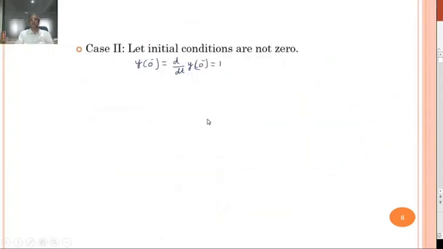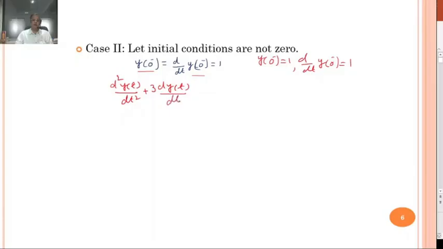Then next, let us consider that the initial conditions are not 0 and are given as 1, meaning y of 0 equals 1 and the differentiation of y at 0 is also 1. Now the same problem: d2y of t upon dt square plus 3 dy of t upon dt plus 2 y of t equals x of t, and here we consider x of t to be the impulse function. The previous case was the response for the impulse signal.